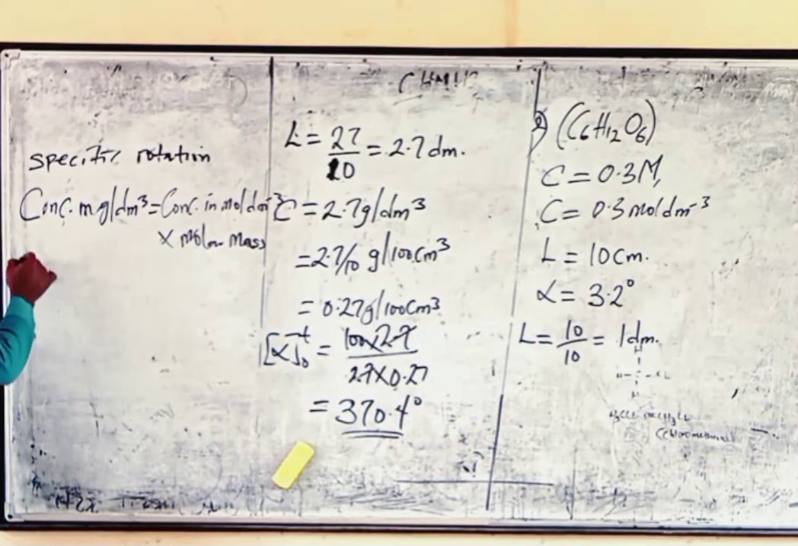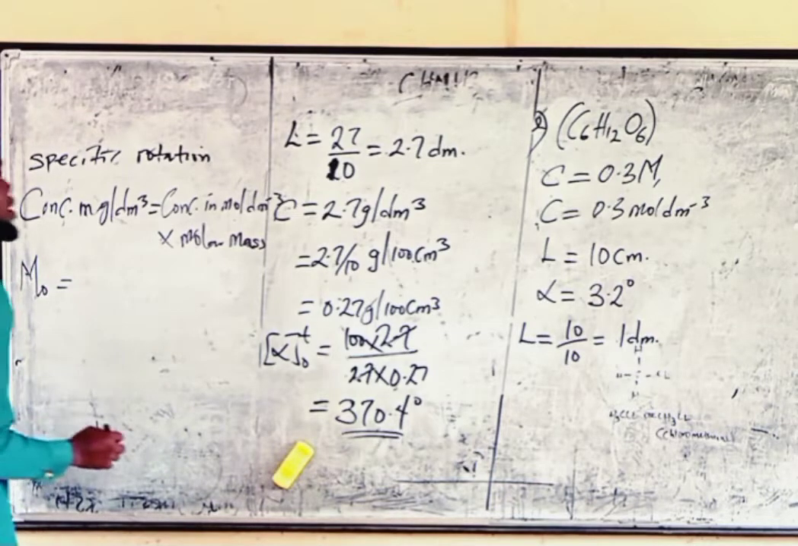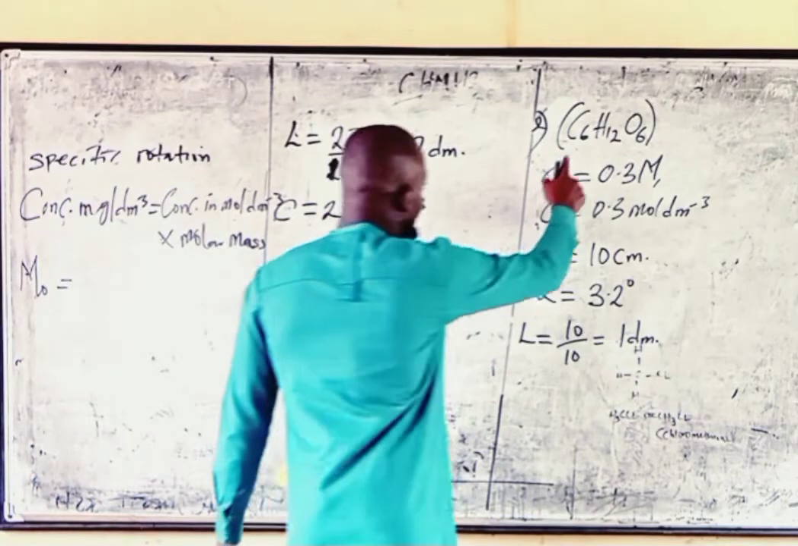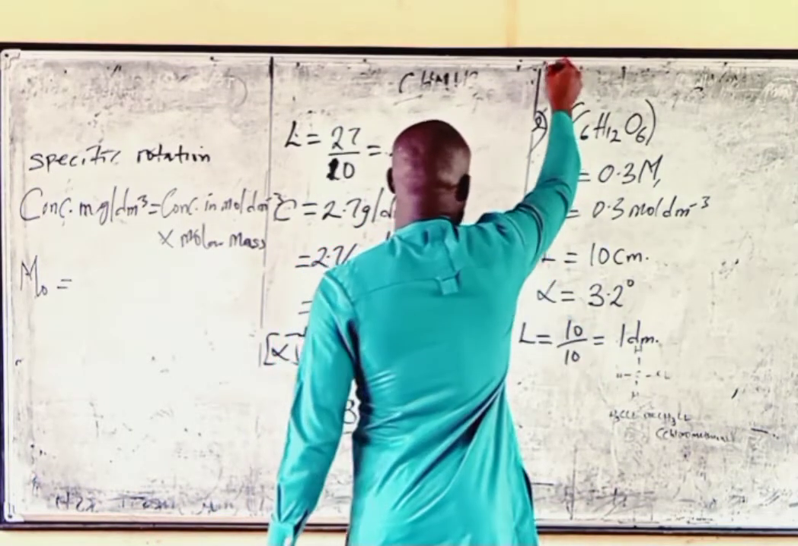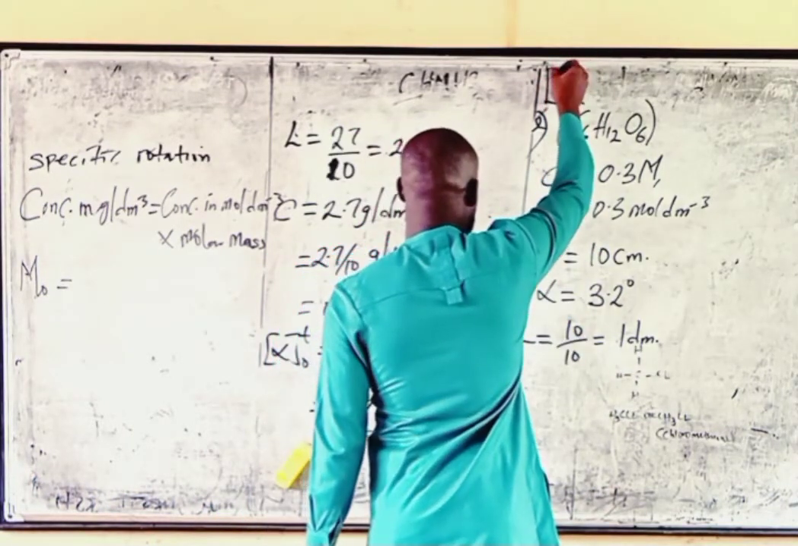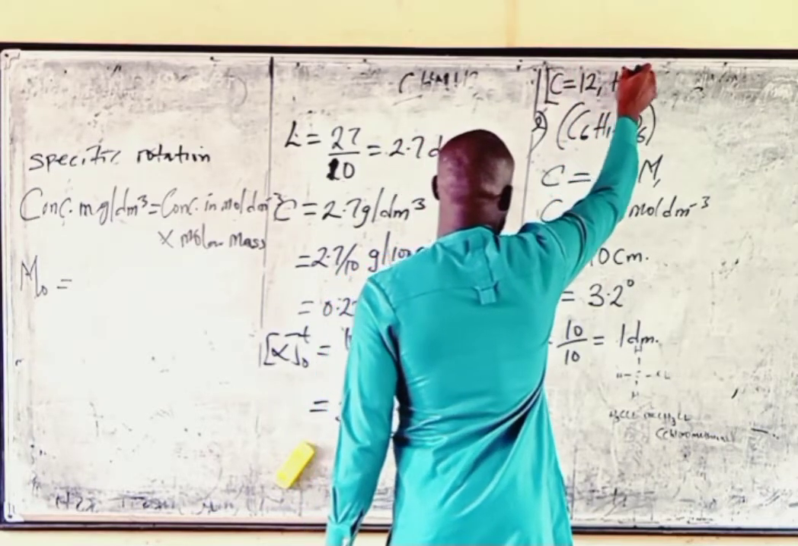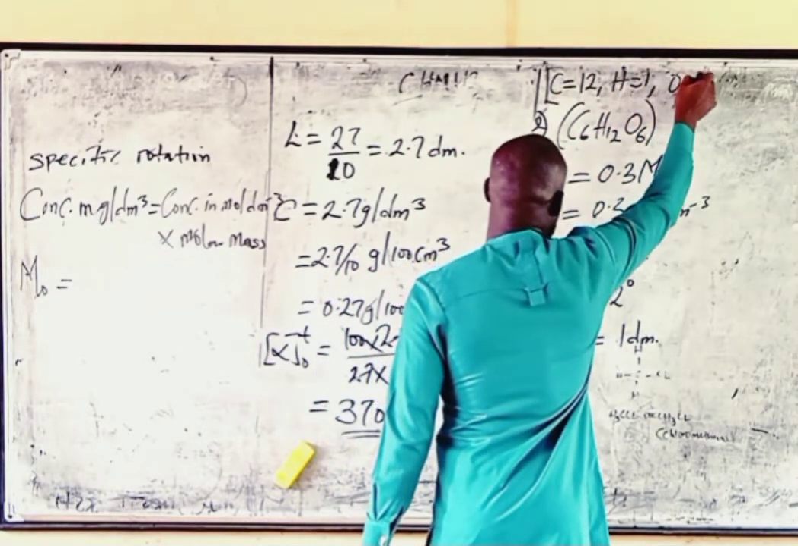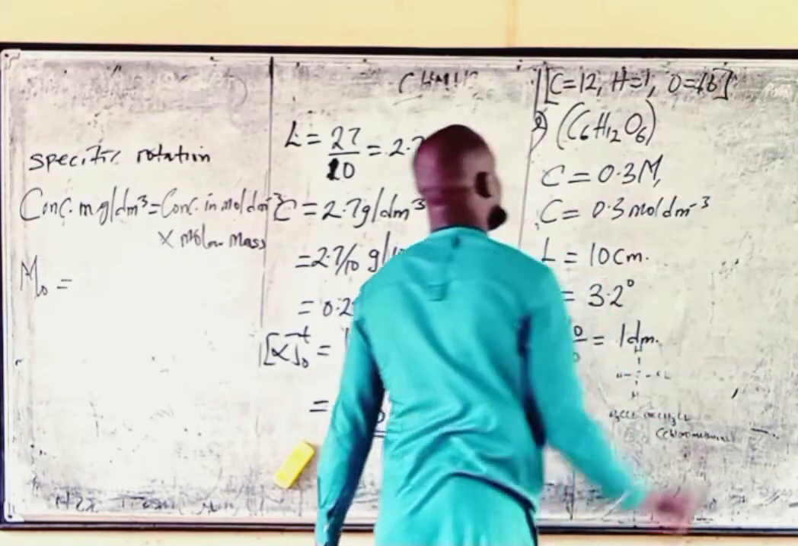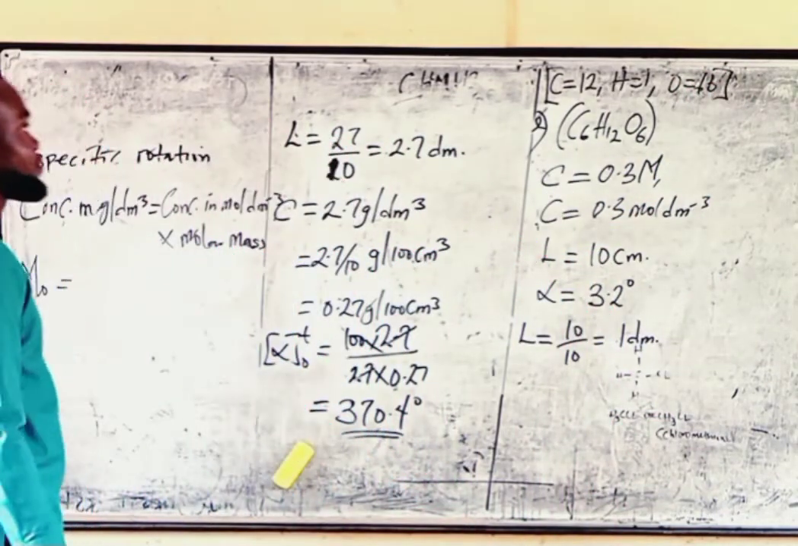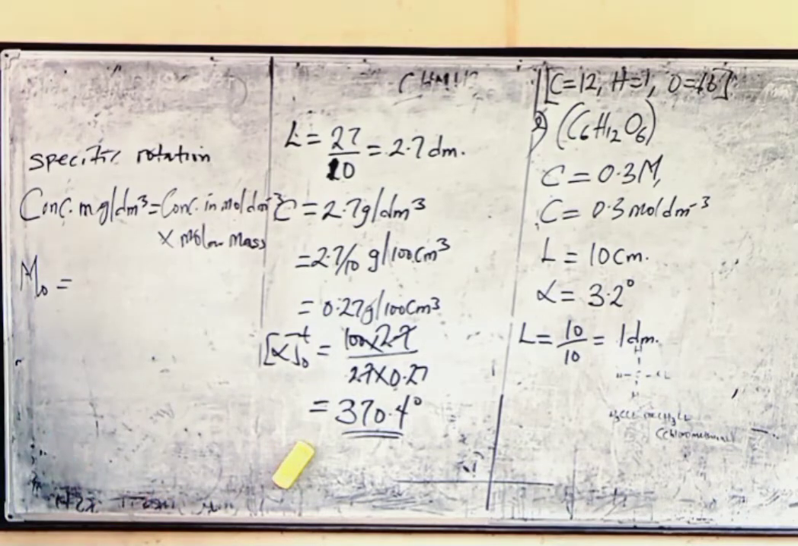The molar mass will be C6H12O6. What is the molar mass of carbon? If you have this inside the question, you have something like C equal to 12, H equal to 1, then O equal to 16. That should be part of the information given in the question.